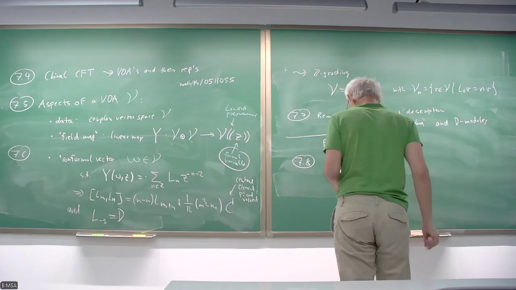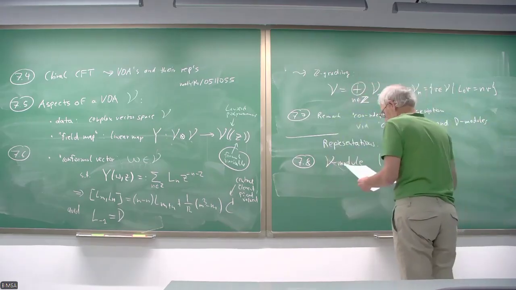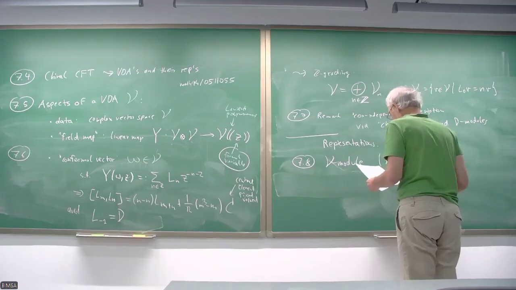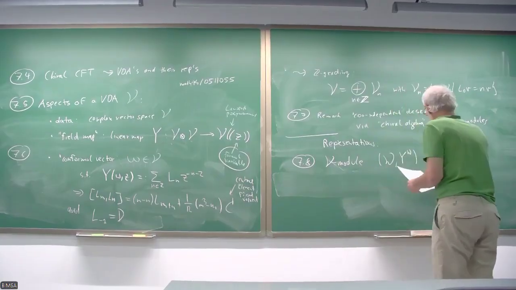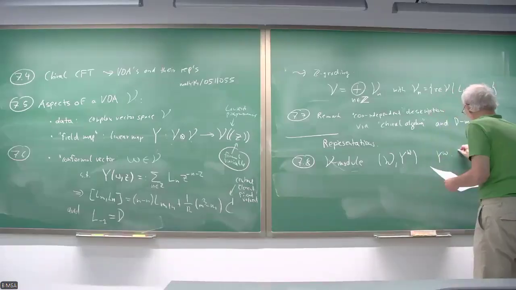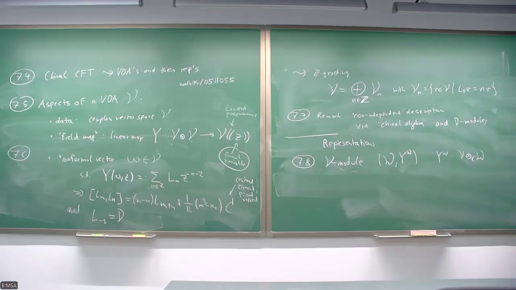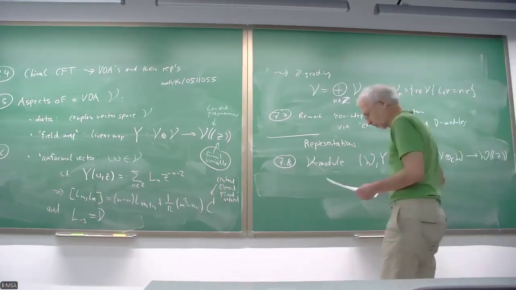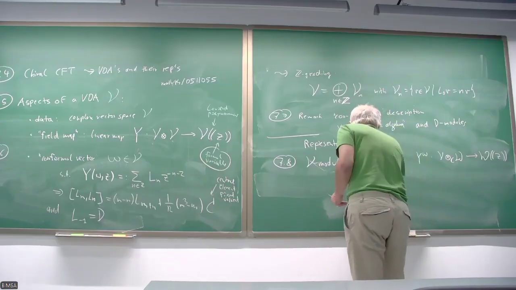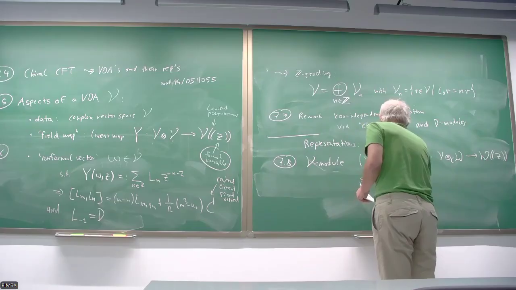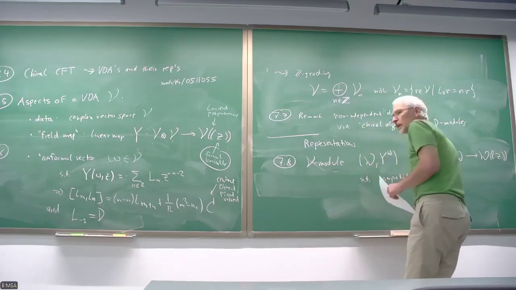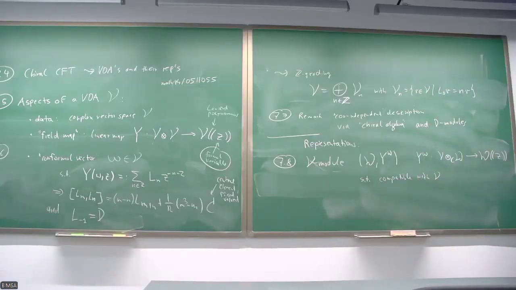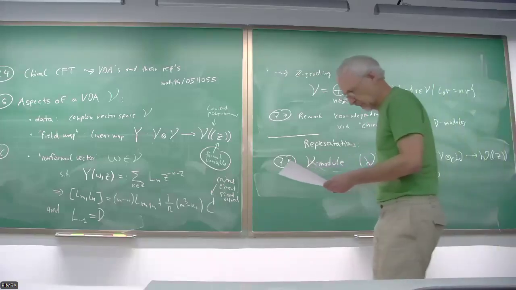This is a pair consisting of a complex vector space W and some map Y_W, where Y_W is analogous to Y. So it's a map from the tensor product of V and W to W, but with values in the space of Laurent polynomials with coefficients in W, and this is compatible with the axioms of V, in the same sense as we define compatibility for the action of an algebra, except that now things are more complicated and I don't write down any formulas.